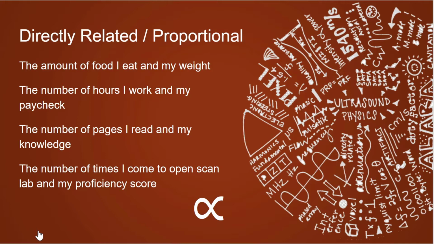So for example, we have the number of hours I work and my paycheck. That makes sense. The more hours I work, the more my paycheck is. The number of pages I read in my book and my knowledge, the more pages I read, the more I'm going to get from it. Number of times I come to Open Scan Lab and my proficiency score, the more you practice, the better your score is going to be. These are all directly related. And that little symbol that you see down in the corner there, that means that things are proportional. And you'll see that in a couple chapters here in one of our formulas.